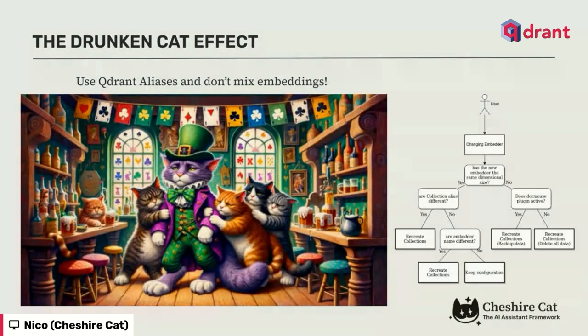The flow now is this: we create the collection with the name, and we use the aliases to label this collection with the name of the embedder used. When the user changes the embedder, we check if the embedder has the same dimension. If it has the same dimension, we also check the aliases. If the aliases are the same, we don't change anything. Otherwise, we create another collection. And this is the drunken cat effect, the first feature that we use in the cat.